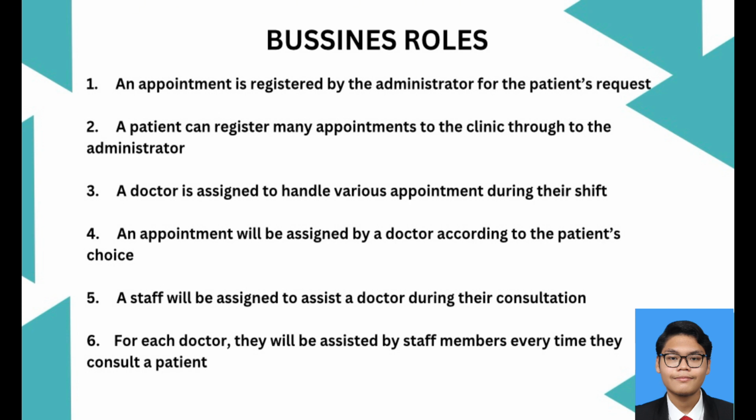Now, let's move on to business rule number 5 and number 6. Number 5, a staff will be assigned to assist a doctor during their consultation. For each doctor, they will be assisted by staff members every time they consult a patient. That is for number 6. So, what we can read from the number 5 and number 6 business rule is the doctor and the staff have relation with each other.